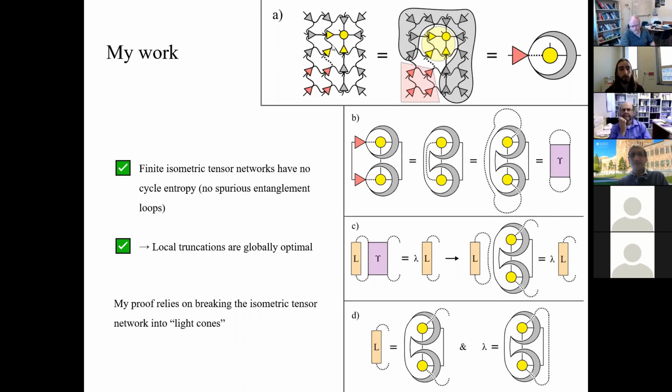So if they all point towards some orthogonality center, and it's a finite isometric tensor network, then this will work. If you have some sort of closed timelike curves in your model, effectively that's what this would represent if you had isometric tensors pointing in a loop, I guess. Just taking this light cone interpretation literally, then this wouldn't work.